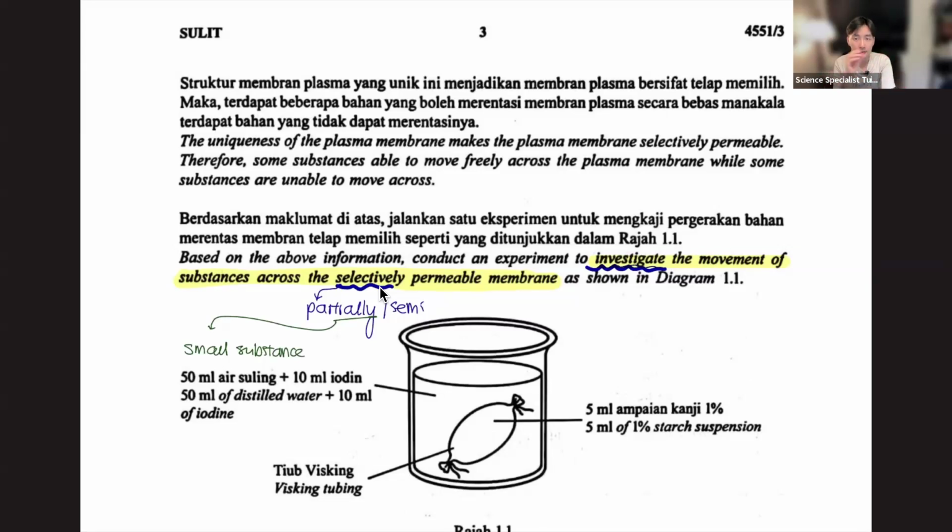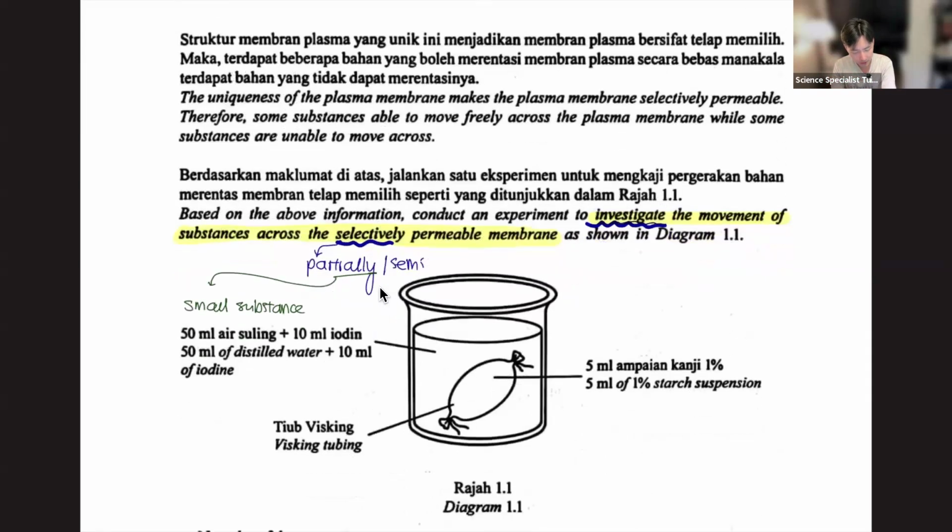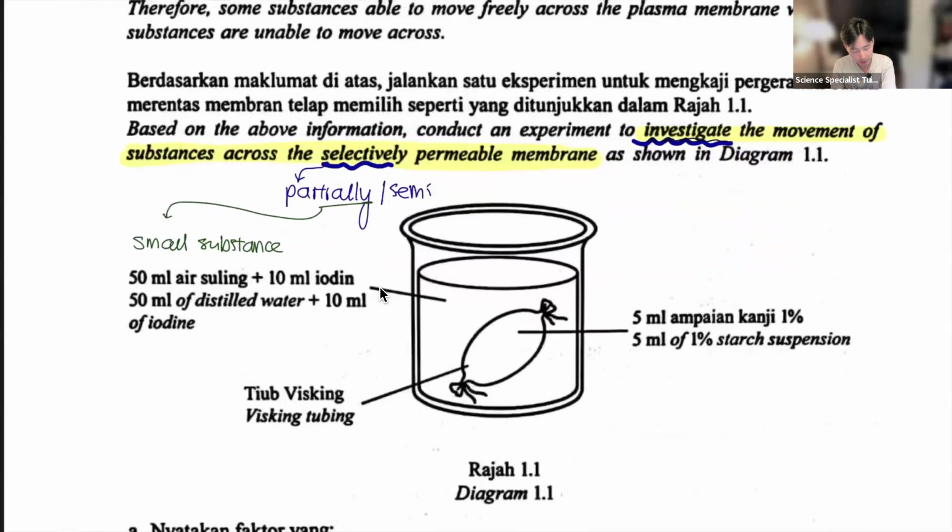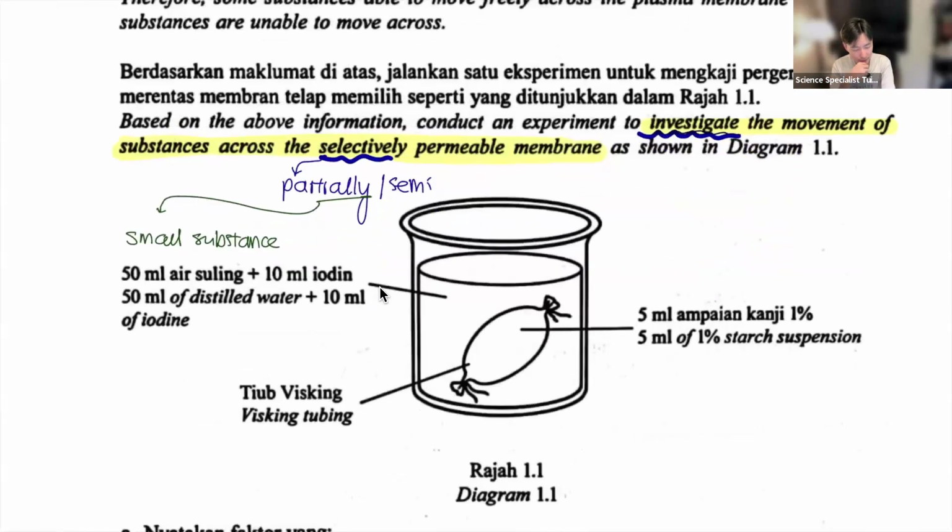So we highlight the title. Then go to the next one. Now, what they do is they have 50 ml of distilled water.